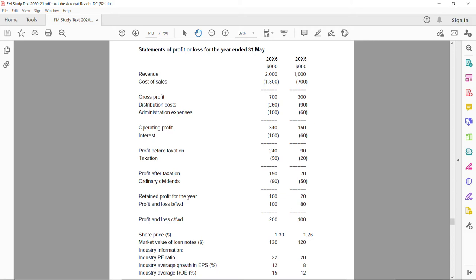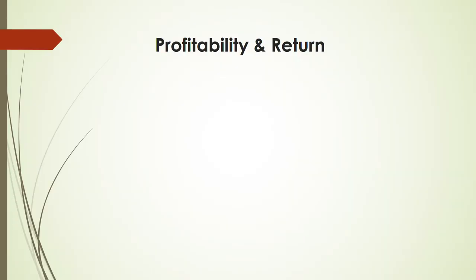So I'm giving you some time, so please just take a screenshot. I hope by now you have taken the screenshot, right? I also have the screenshot on my phone, so when I go, I'll be seeing the figures. Okay, done. Now starting with the first one, profitability and return.